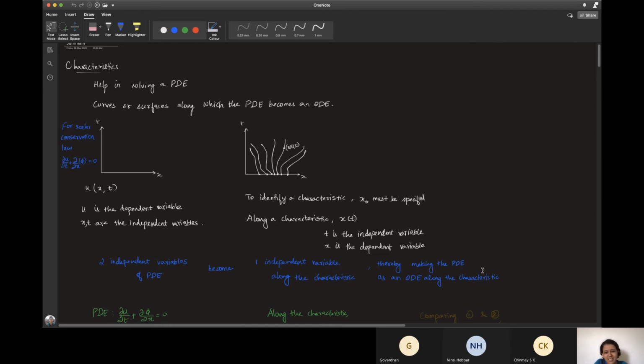First, is the screen visible? Are the letters visible properly? Yes, ma'am. Okay. So on the left side we have a tx plane.